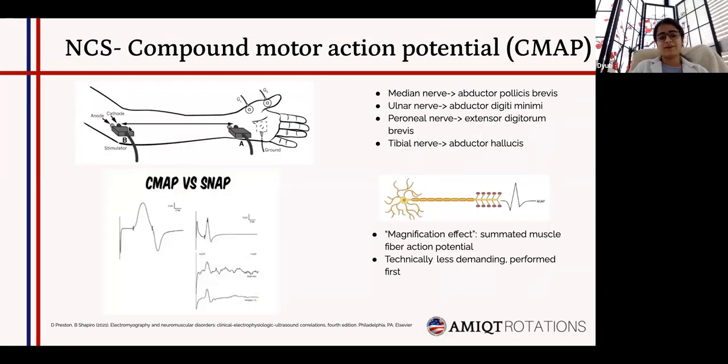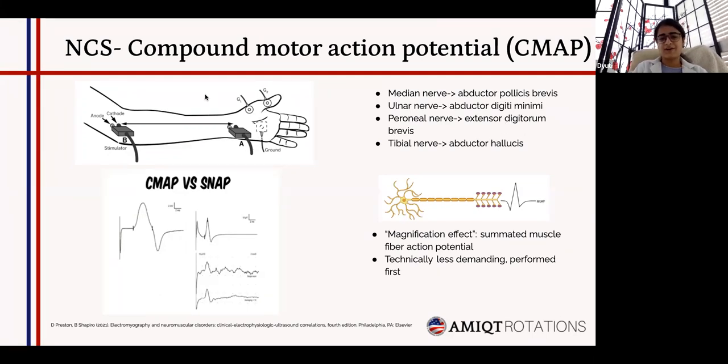So coming to a motor nerve conduction study, in this study, we stimulate the motor nerve at a proximal and a distal point, and then record the response from the muscle supplied by that nerve. So in case of an upper limb, we stimulate the median and the ulnar nerve at proximal and distal points and measure the responses from these muscles. And in the lower limb, we stimulate the peroneal and the tibial at the knee and the ankle and measure the response from these muscles.